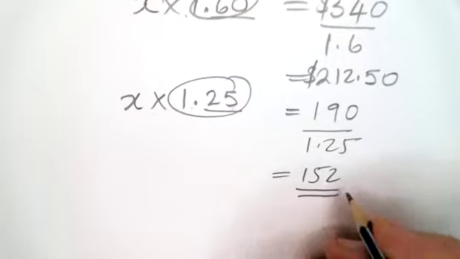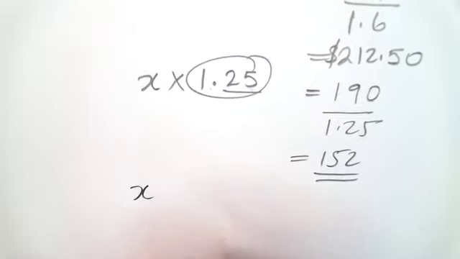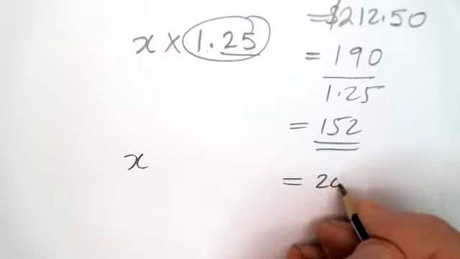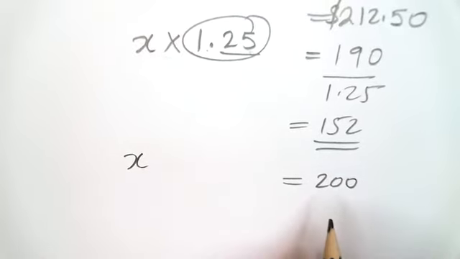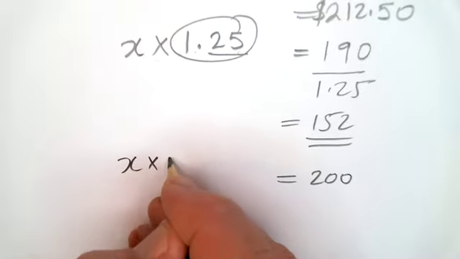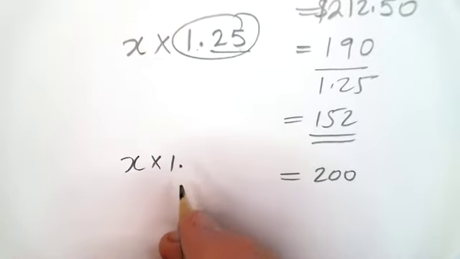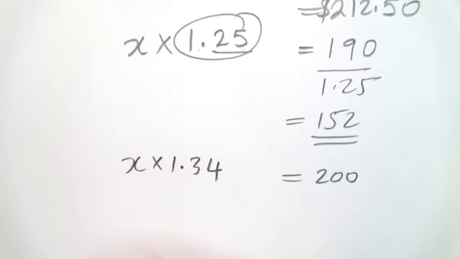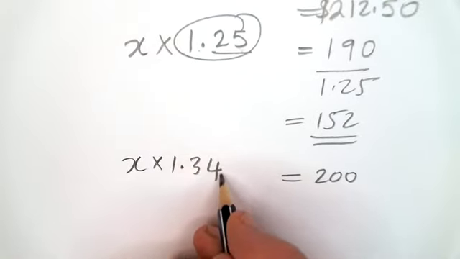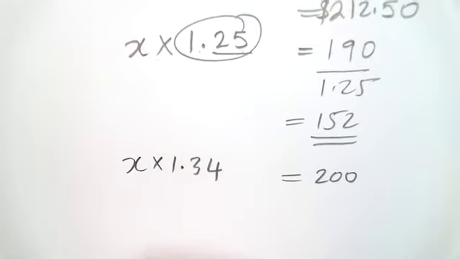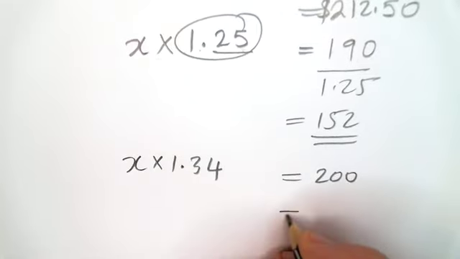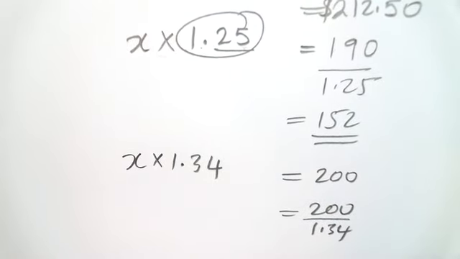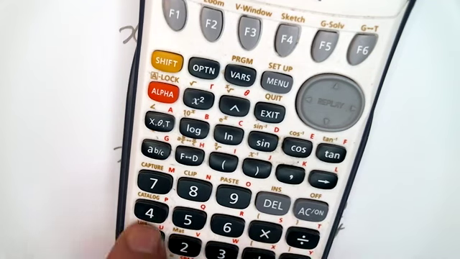So let's do one more. Let's say we've got an item. And by the way, the item's been increased in price. And when it's increased, it gets to $200. But to get to $200, it was increased by 34%. Because remember, this is increasing something by 34%. So what was it before it was increased? Well, it's going to be 200 divided by 1.34.